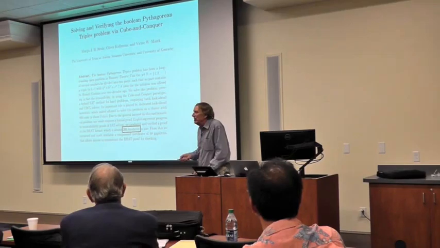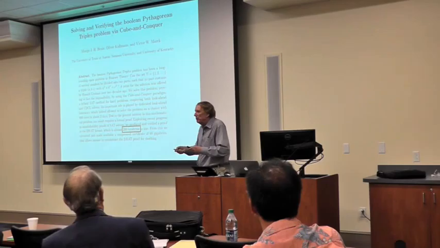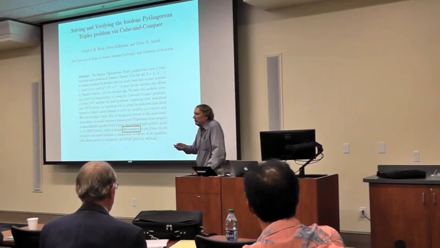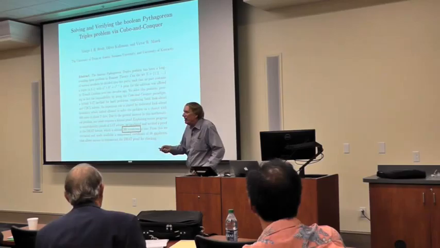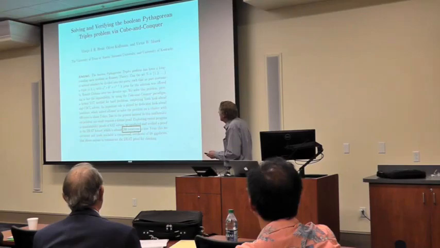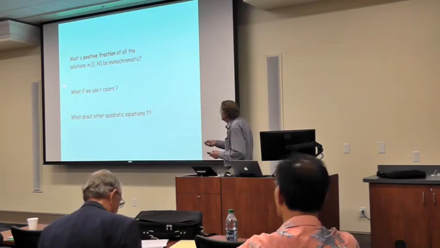They used about 60,000 CPU hours. These SAT solvers are really pretty potent. You have to show that every two-coloring of 1 up to 7,825 has a monochromatic solution, and there's an awful lot of two-colorings. You can't check them one at a time. You better do something more clever. And here, what's the positive fraction of all these that are monochromatic? With r colors, or other quadratic equations, it's just unexplored.